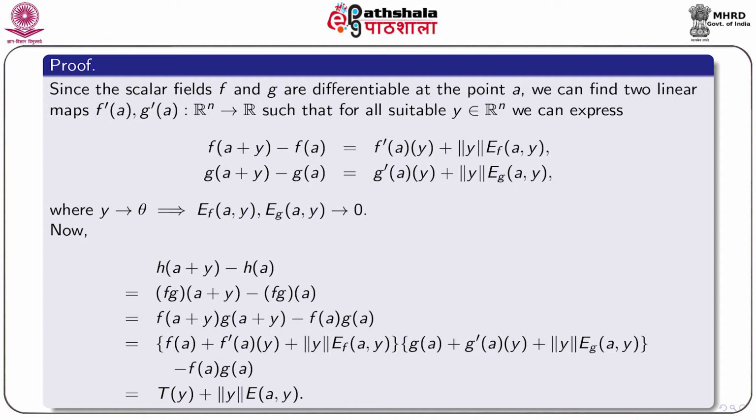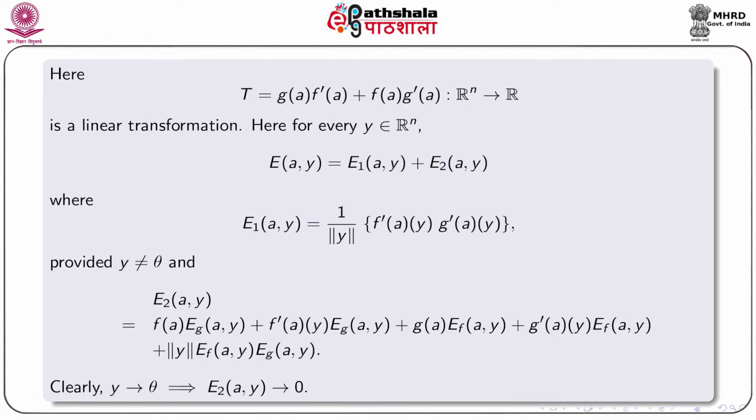If we recall, the corresponding result in single variable calculus, that is f and g are two real valued functions of a single real variable, then the derivative of f g at some point a would be f dash a g a plus f a g dash a. Here f dash a, f a, g a, g dash a all were real numbers, but here we need linear transformations. But this hint is enough for us. So, we write T equal to g a f dash a plus f a g dash a.